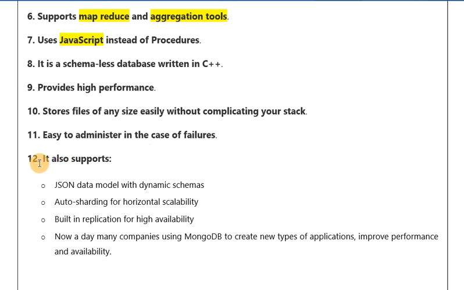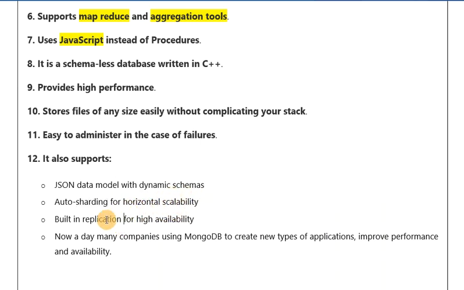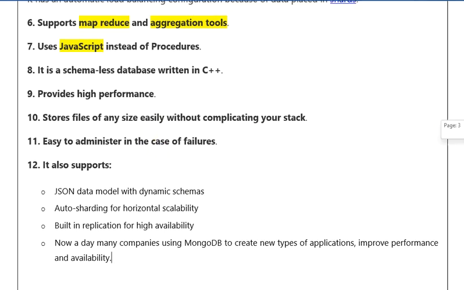And you can see, in the 12th point, it supports the JSON data model, dynamic schemas, and auto sharding. This is the reason for horizontal scalability. So it provides auto sharding. Sharding is again just partitioning the data into a few chunks. There are two types, vertical sharding and horizontal sharding. The horizontal partitioning is called auto sharding. And there is built-in replication for high availability. Obviously this is built-in replication because we have already understood there is master and slave replication. So this is all about the overview of MongoDB.